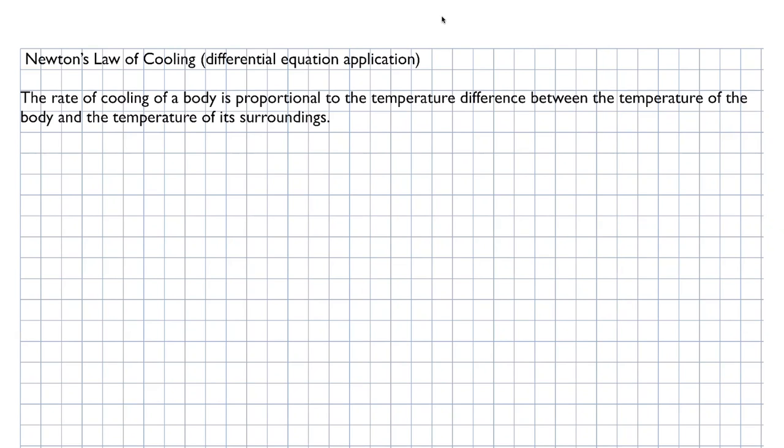So let's write that up as a differential equation then. We're going to put dT/dt, in other words, the change in temperature over time, is equal to negative k. Negative because it's cooling and therefore the temperature is going down. And then we use the temperature minus T0, where T0 is the temperature of the surroundings. And usually that's air temperature.